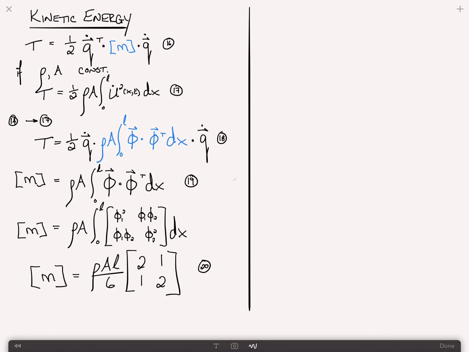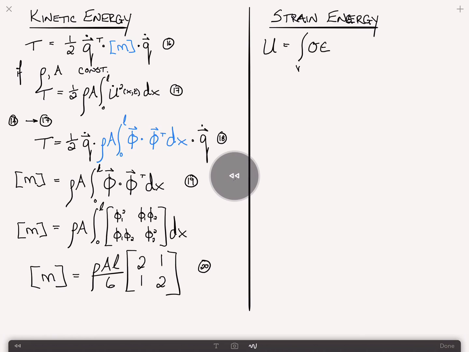All right, let me split the screen in half here, and then I can do the strain energy and the K matrix side by side. So in totally analogous fashion, we proceed to find the K matrix by looking at the strain energy for the element. We call the strain energy U. Strain energy is the integral, by definition, over the volume of the stress times the strain, dV.